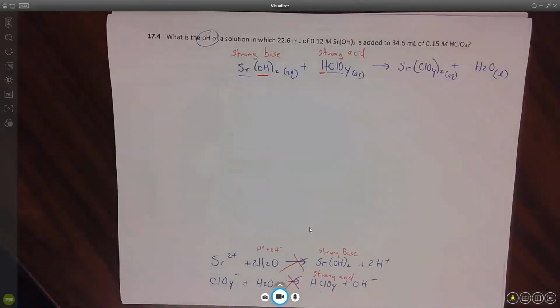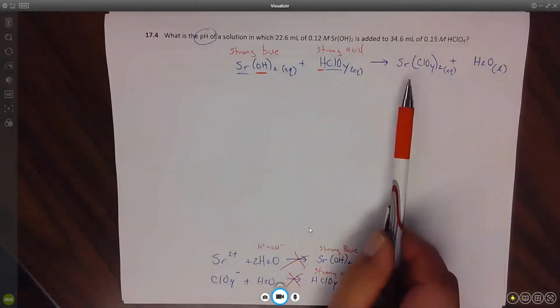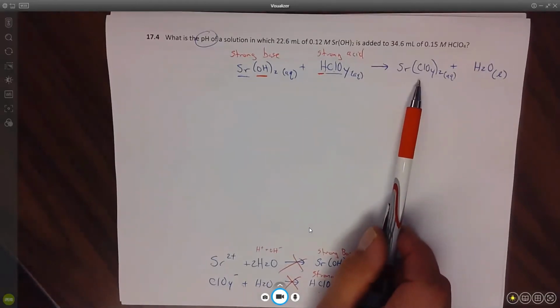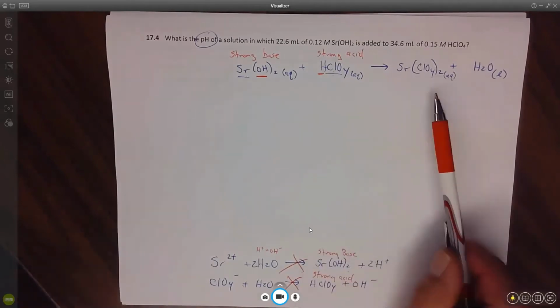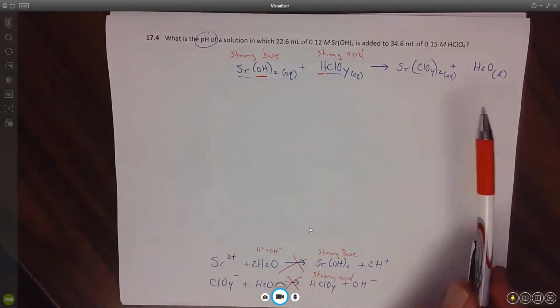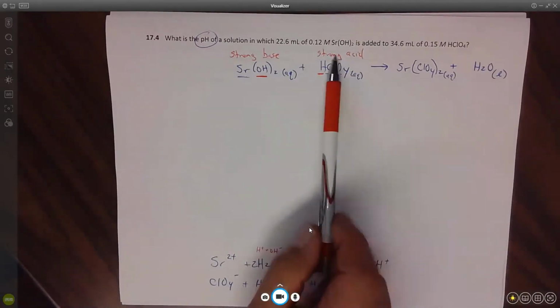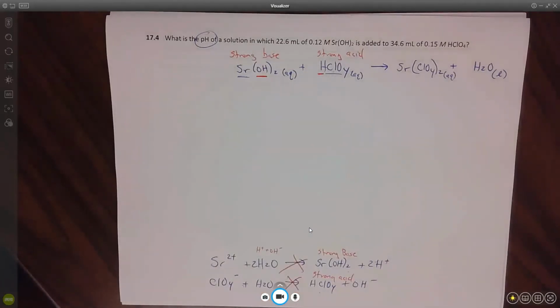Okay, I'll give you a hint. This is a limiting reagent problem. What do I mean by that? Whichever one is in excess, that's going to be the one that affects the pH. Yes. The one that runs out first just becomes this non-hydrolyzable salt and water, neither of which are going to affect the pH. So whichever one is in greater amount is going to affect the pH.